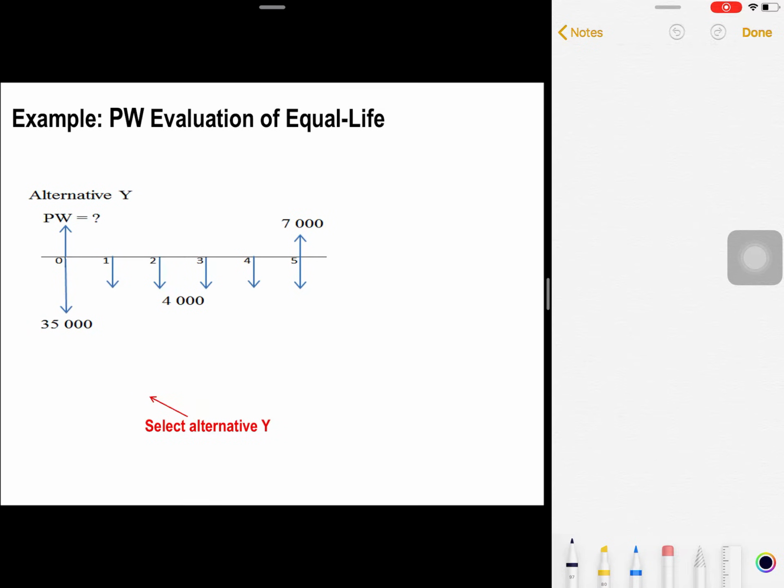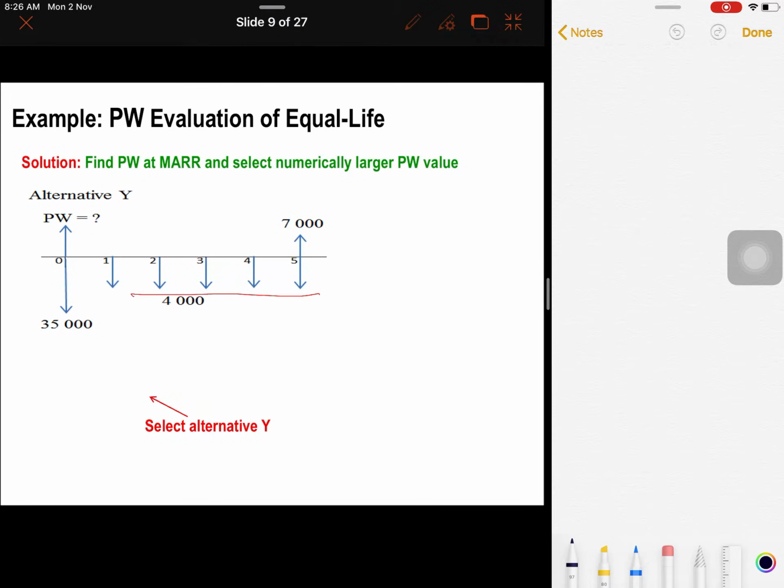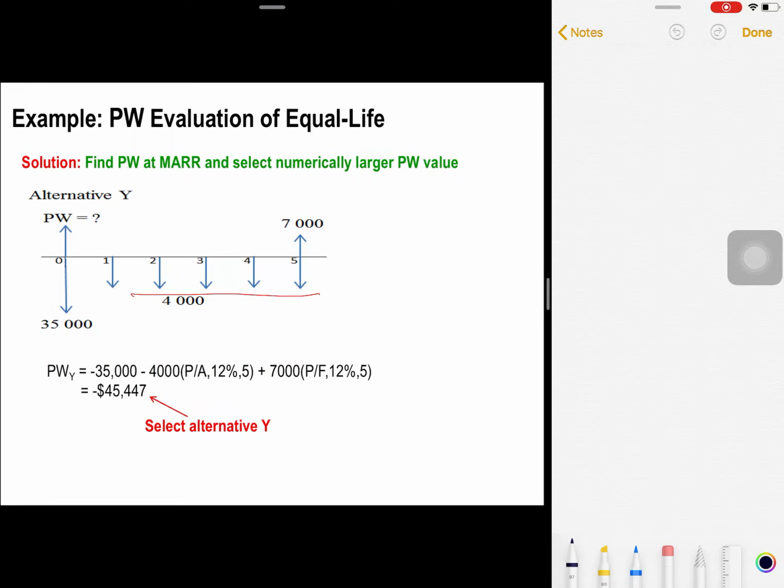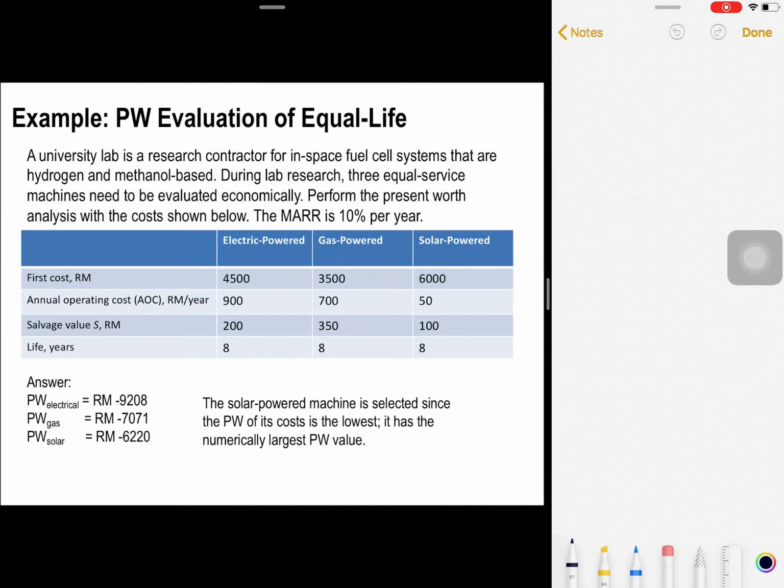For alternative Y, this is the cash flow diagram. The cost is negative $35,000, the operating cost is $4,000, and the future worth is $7,000. At a MARR of 12%, we get a value of negative $45,447. So which one has a bigger PW? It is Y. Right? So hence, select alternative Y. Example: PW evaluation of equal life.